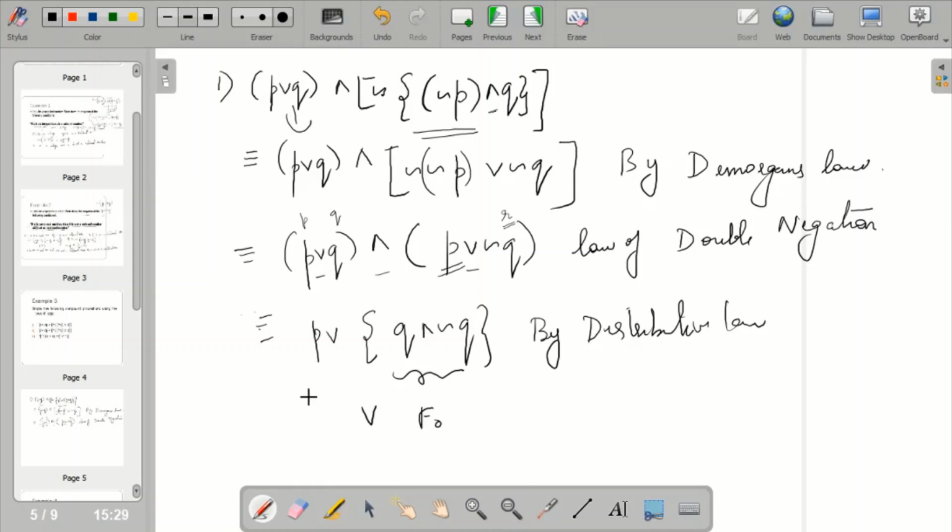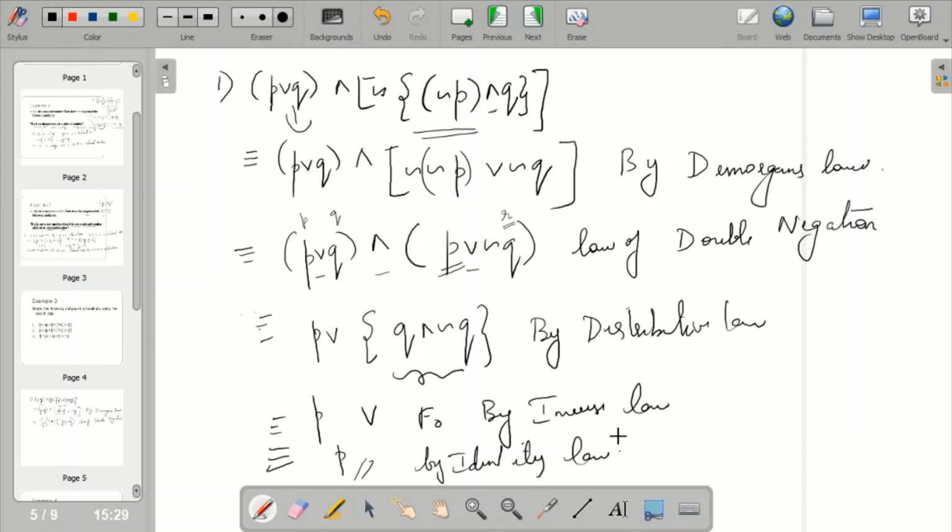That is done, or with P. So by which law did we get F naught? By the inverse law. After that, P or F naught is always P, by the identity law. So students, if you don't know the formulas, if you don't know the laws, you are not able to solve this particular problem. So you should know the laws prior to solving this problem.